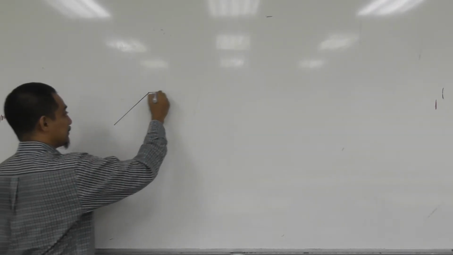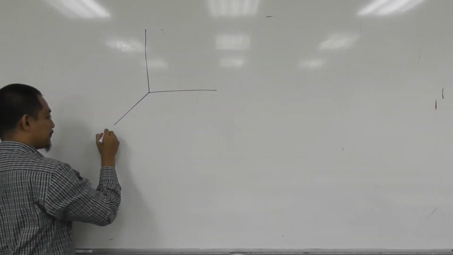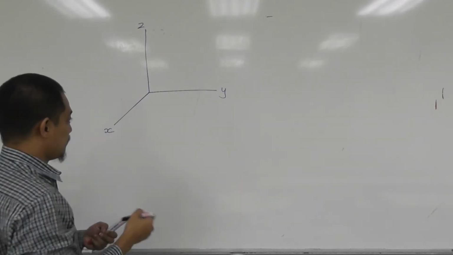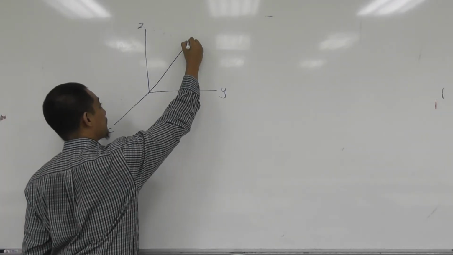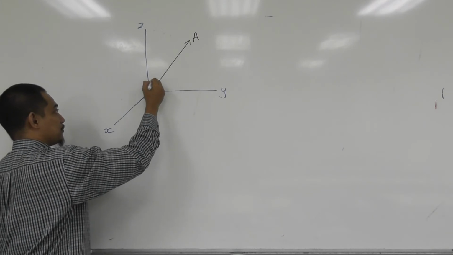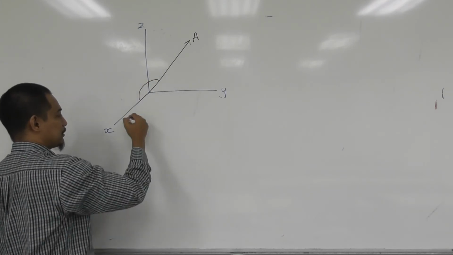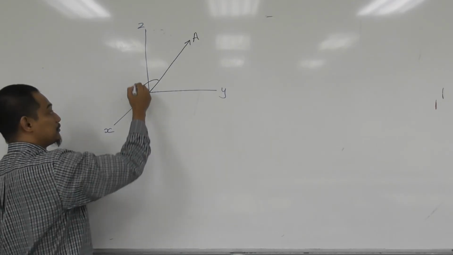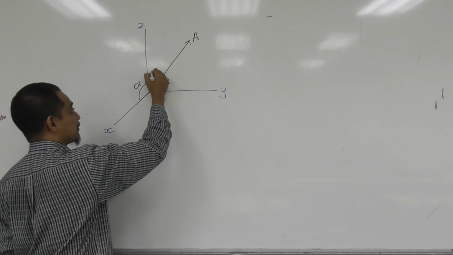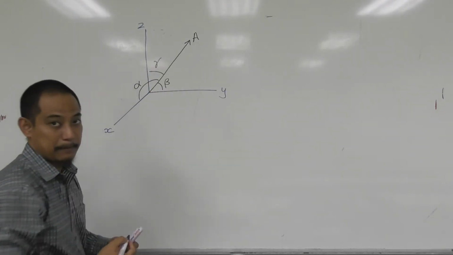So what if this is another way a force, or a vector, can be represented in 3D? X, Y, and Z. If you have any given vector there, then it can also be given in terms of its angle with the x-axis, which will be alpha, angle with the y-axis, which will be beta, and angle with the z-axis, which will be gamma.